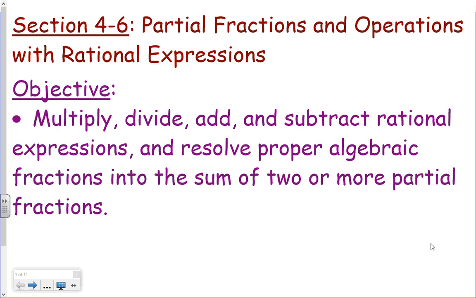The objective is to multiply, divide, add, and subtract rational expressions and resolve proper algebraic fractions into the sum of two or more partial fractions. We'll take care of the idea of partial fractions in the second half of this section. So the first half will deal with the operations with rational expressions. So hopefully this is a review for us. But just to make sure we understand how to work with rational expressions, let's talk about a couple of things.